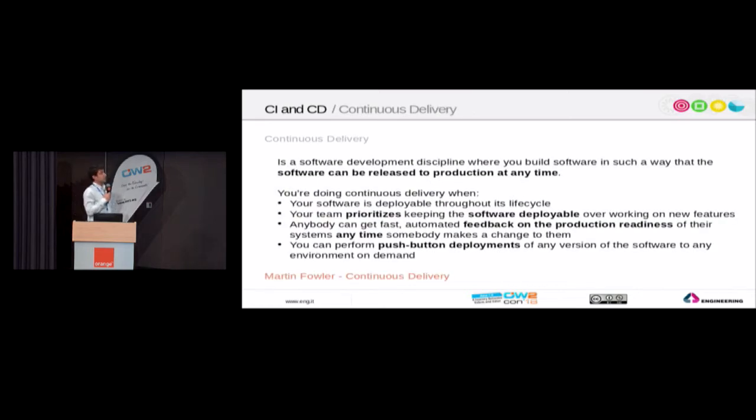The evolution of continuous integration is continuous delivery. That is a practice of extreme programming, where the development team prioritizes keeping the product deployable over working on new features. So every time we have a product that is potentially deployable to the production environment. Implementing this practice is useful because everyone in the team, pushing a button, can deploy the product to the environment.